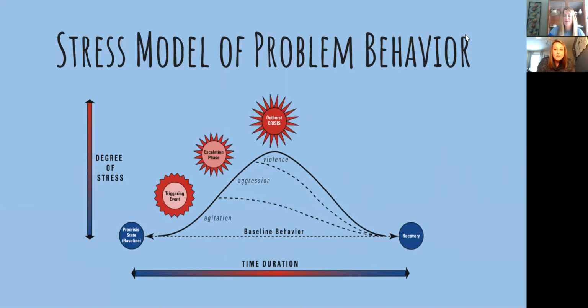This appeared in the last module too, the stress model of problem behavior. Don't try and memorize this and learn every piece and part of it. I think the most important part is just keeping in mind that behavior is cyclical. It does move around. A student may appear fairly calm and at baseline one moment, and you may notice an escalation, or they may walk in and the first encounter you have with them, they're escalated. They're clearly not at their baseline.